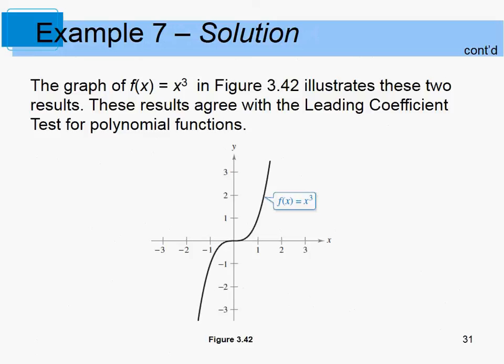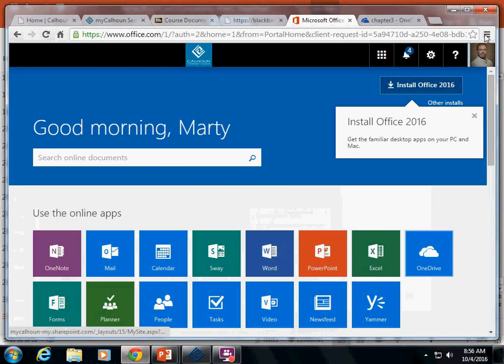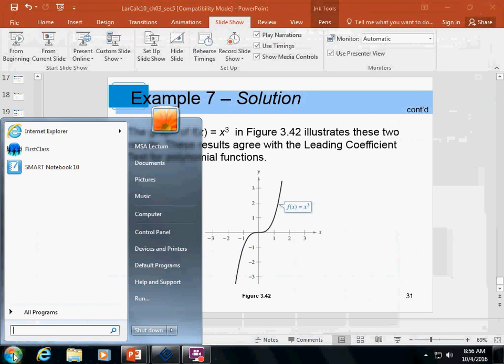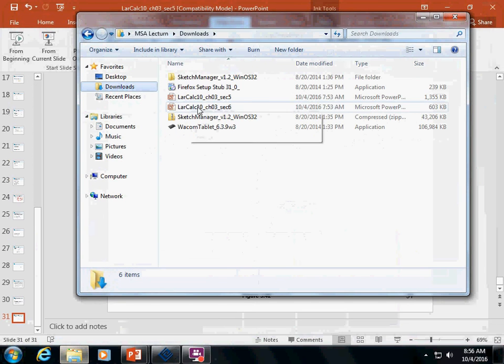And see what it says? These results agree with the leading coefficient test for polynomial functions. Yes? I don't remember what that was. That's what I just told you. X cubed looks like this. X squared looks like this. That was the leading coefficient test. All right, that's it. That is limits. Now, we got one more section. That's it for limits.